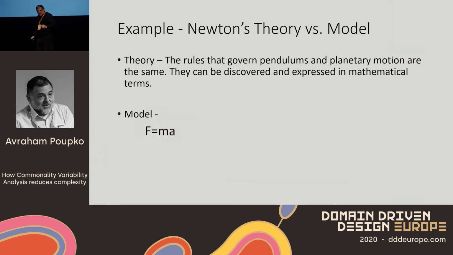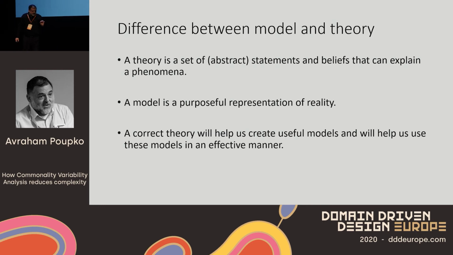And he found a model, and it's a useful model. And we know about models. I'll actually get to that a bit later. Theories can be true. Models are almost never true. The difference between a theory and a model is, a theory is a set of abstract statements and beliefs that can explain a phenomenon. Phenomenon, I'm using it in the widest sense of the term. A model is a purposeful representation of reality. Now we have the representation of the model and the mental model, and there's some gap between them, but a model is essentially a representation of reality. And a correct theory will help us create useful models, and will help us use those models in an effective way. And if I don't have a good theory, it's very hard for me to create useful models.